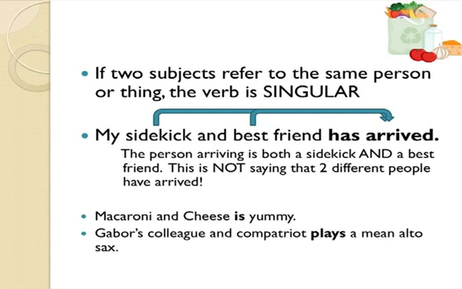So one person has walked through the door, and the writer is saying that that person is not only my best friend, but they are also my sidekick. That's one person walking through, therefore it takes a singular verb, has arrived, as opposed to saying my sidekick, Frank, and my best friend, Johnny, have arrived. In that case, two people are arriving. They're both labeled as different things. But in the case given, if sidekick and best friend both describe the same person, then it's a singular verb.